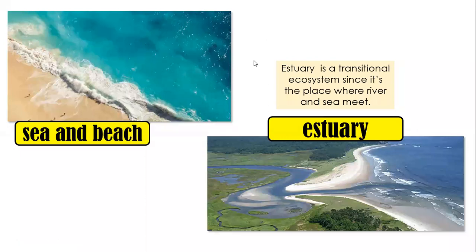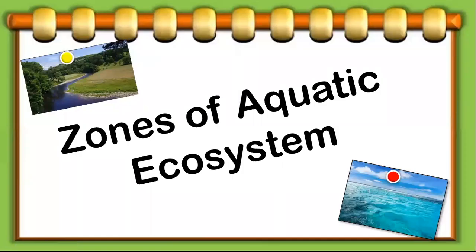So we're done already with the types of aquatic ecosystem. Be reminded, we have freshwater and marine. Now, let's go to the zones of aquatic ecosystem. These are parts of the environment that I showed to all of you earlier, the parts of freshwater environment and the parts of sea water or marine environments.